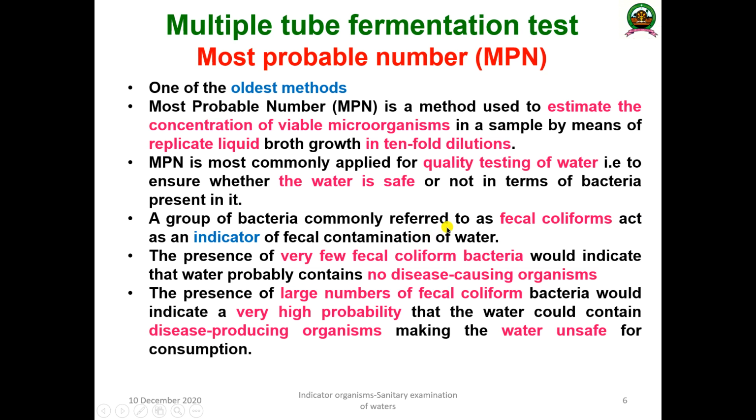A group of bacteria commonly referred to as fecal coliform acts as the indicator bacteria. To check whether the water is safe, we are going to detect the fecal coliform, mainly E. coli, which can act as the indicator bacteria. The presence of very few fecal coliform bacteria would indicate the water probably contains no disease causing microorganism.